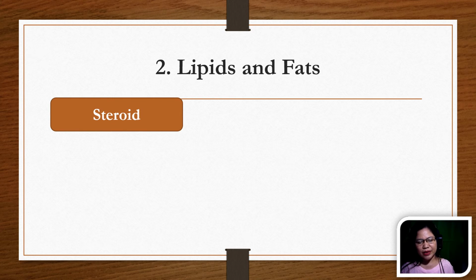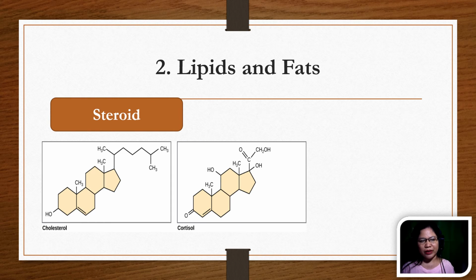Okay, last is the steroid as the fourth type of lipids and fats. What are steroids? Steroids are usually a combination of cholesterol and cortisol. They are characterized by a 4-ring structure. So you have there the 4-ring structure. Usually steroid is found in the cell membrane where it influences the membrane's fluidity. It also acts as hormones in our body. That's why they are also important.